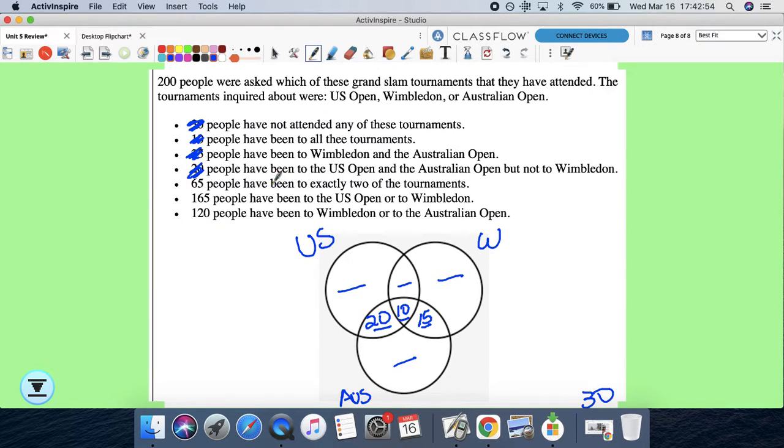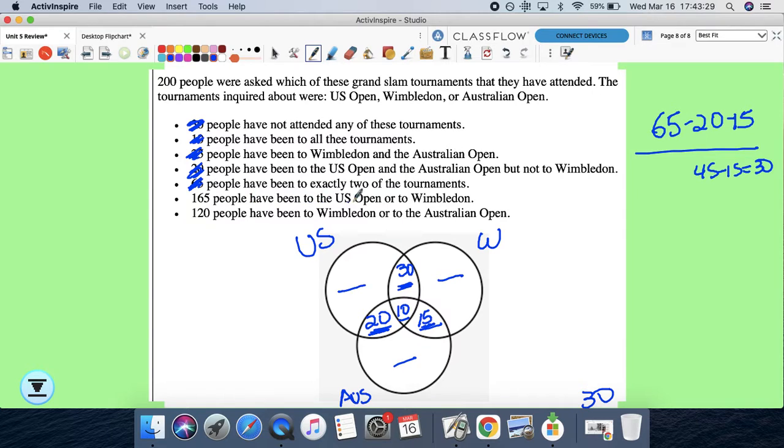65 have been to exactly two of the tournaments. So that two of the tournaments is this guy here, this guy here, and this guy, not including the 10. So 65 minus 20 minus 15. So the people who have been to exactly two tournaments is the 20, the 15, and that missing group. I can subtract 65 minus 20, which is 45, and 45 minus 15 is 30. So that becomes 30. Good.